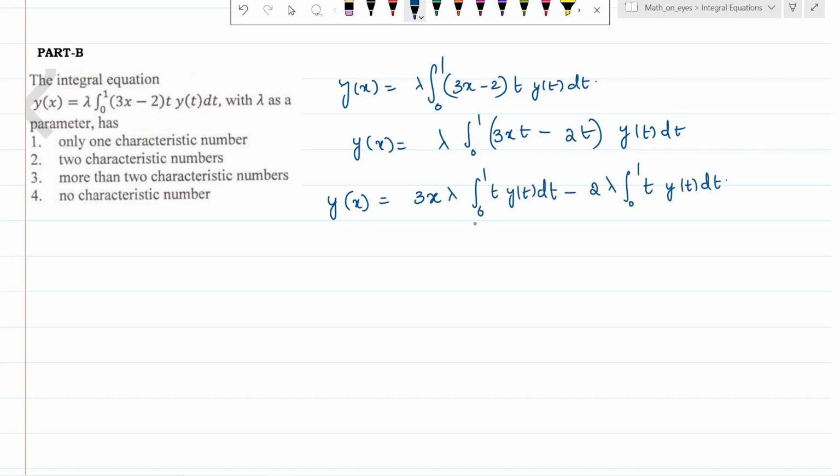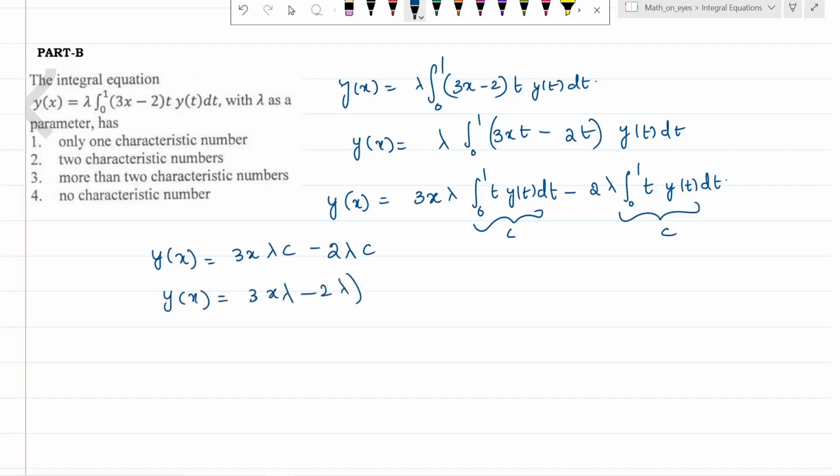So here we have t into y of t dt. We take this t into y of t dt as c. So we will have y of x is equal to 3x lambda c minus 2 lambda c. So y of x is equal to (3x lambda minus 2 lambda), the whole thing into c, where c is actually equal to integral 0 to 1 t into y of t dt.